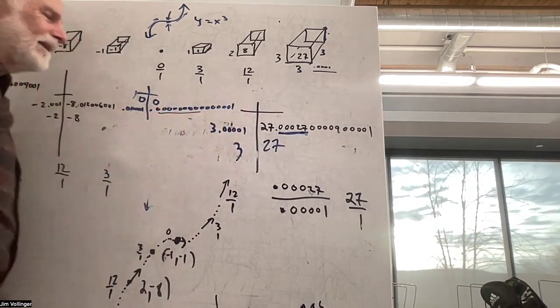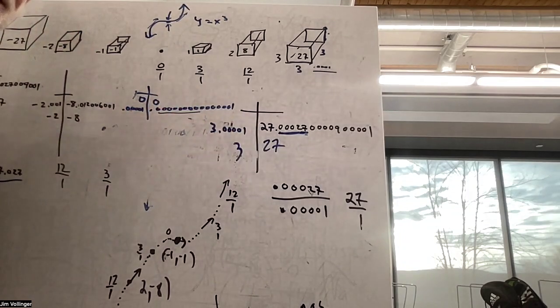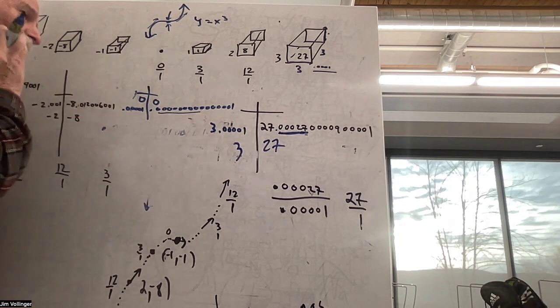NASA stops at 8 decimal places. That's enough accuracy to be sending people out in space, I guess. At least that's what I heard. I'll have to check it. I got a buddy who worked there for a little bit.